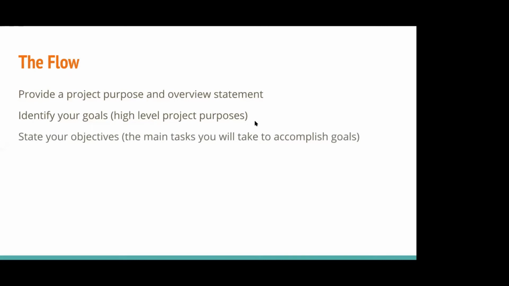Then in your next paragraph, you can state your objectives. These are the main tasks that you are going to take to accomplish your goals. Again, bullets are great. You want to lay this out so that if somebody is reading your objectives, reading these main steps or main activities that you're going to take, they can be convinced that if you do all those things, you're going to achieve your goal.